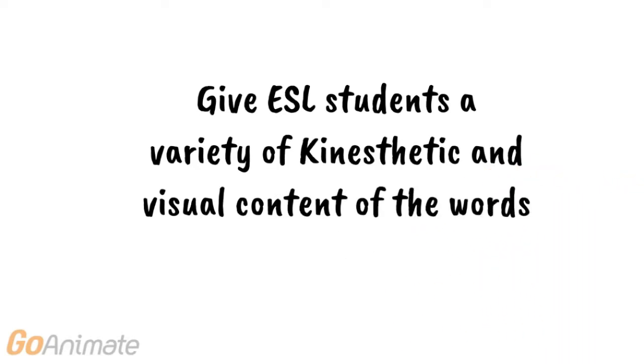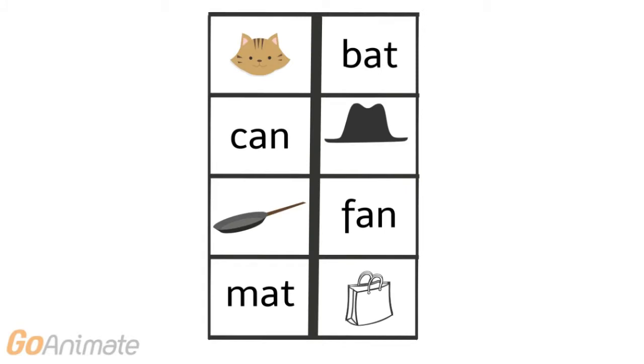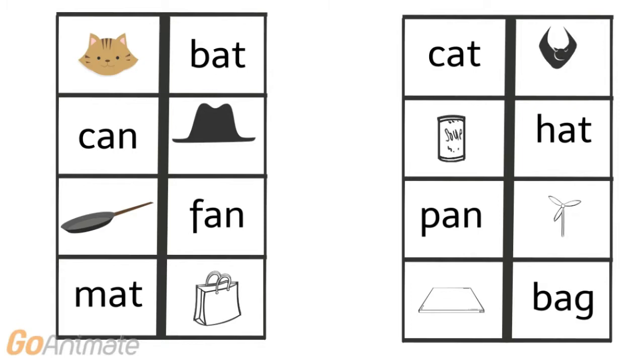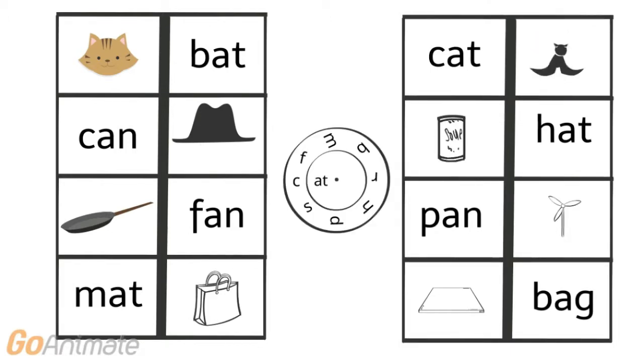It would look something like this. We have a mixture of both pictures and words. We have pictures of a cat, a hat, a pan, and a bat. We also have the words bat, can, fan, and mat. If you have a second sheet, you can have the ESL students match the words with the object. The ESL students would point to these and say the words out loud. You could also use the onset rhyme chart to help with the students.